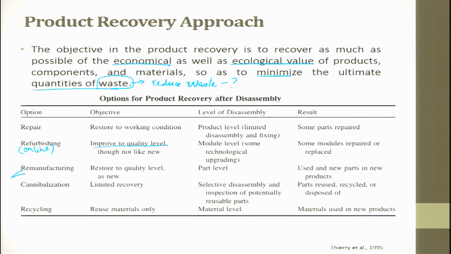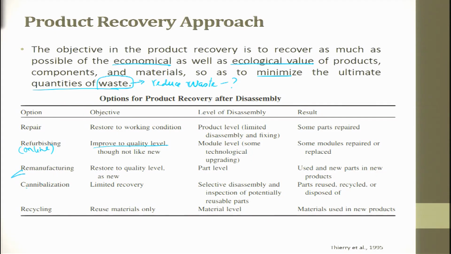Modular level: I said battery is a module. Some technological upgrading, maybe a software upgrading, is also refurbishment. So, some modules are repaired or replaced. Remanufacturing, restoring to quality level, where at the part level we try to do it and then we try to replace. Used and new parts in new products will be done when you try to do remanufacturing.